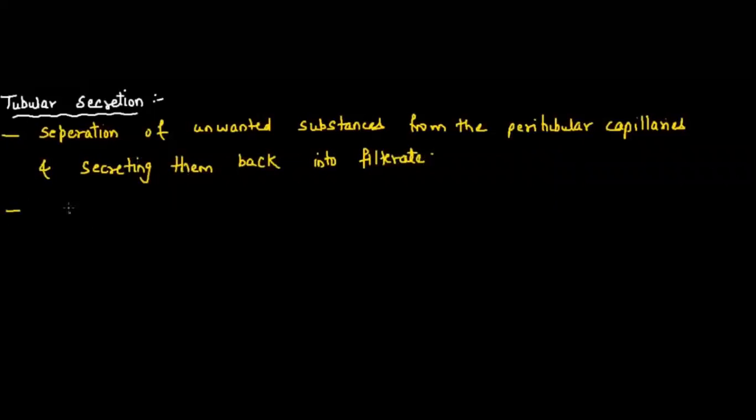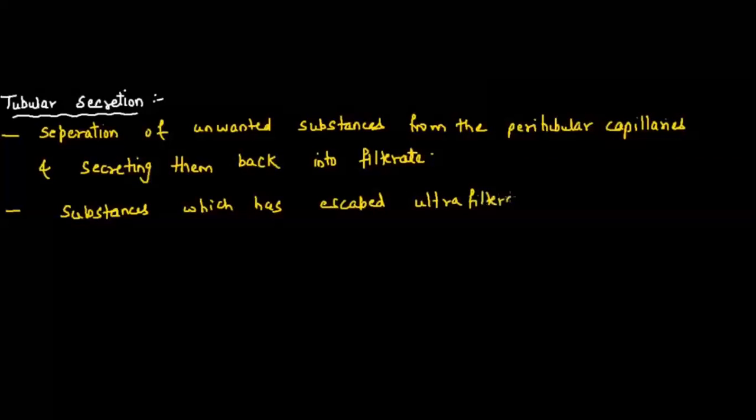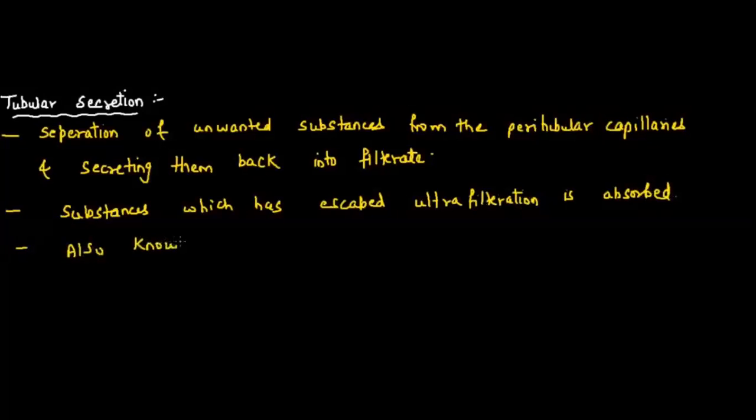tubular secretion. This tubular secretion involves basically all those substances which have escaped the ultrafiltration. It means it was supposed to be thrown in urine during ultrafiltration, but it got absorbed in the blood under certain conditions. So it will be thrown out. Substances which have escaped ultrafiltration will be absorbed here. It is also known as active secretion. So tubular secretion is an active process.